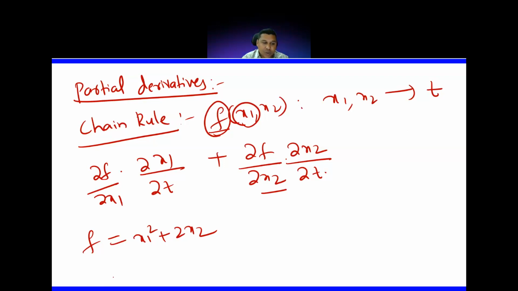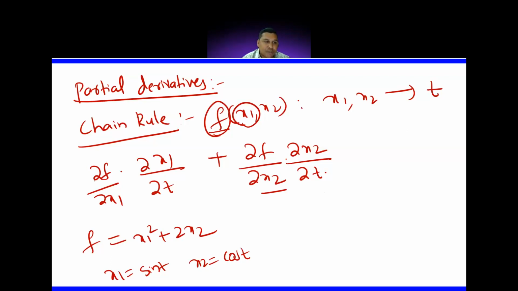Now x1 has some value. x1 is nothing but sin t and x2 is nothing but cos t. That's what we said. x1, x2 are variables which are dependent on the functions of t. Right? So let's try to solve this.